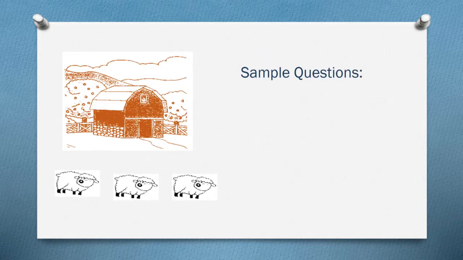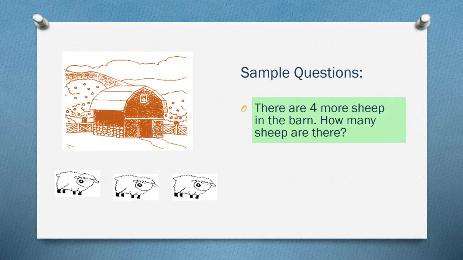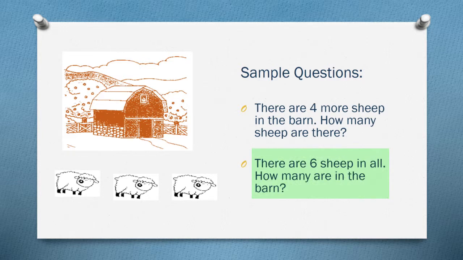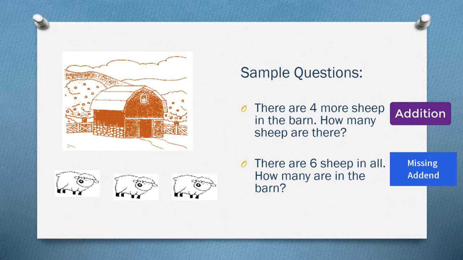Here are some sample questions. There are 4 more sheep in the barn. How many sheep are there? Or, there are 6 sheep in all. How many are in the barn? The first sample question is an addition task. The second one is what we would call a missing add-in task.